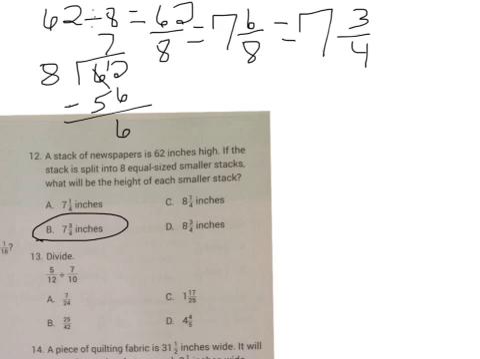Okay, so let's look at number 13. And number 13 plainly says to divide. So we're going to divide 5 over 12 divided by 7 over 10. So all we're going to do is rewrite this. So we're going to say 5 over 12, and then we're going to multiply it by 10 over 7. Now, there's different ways we can do this, and I think the easiest way to do this is, let's simplify it.